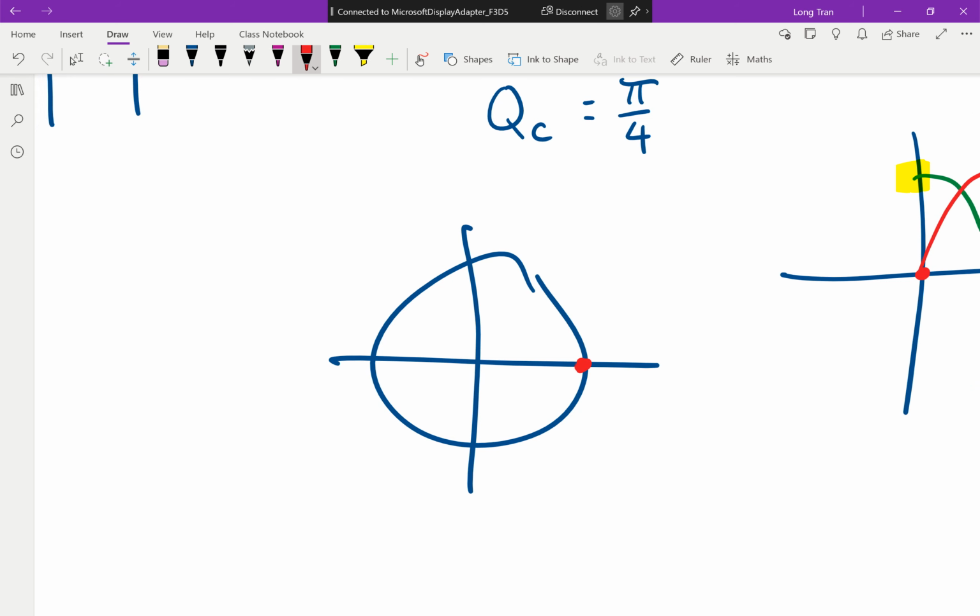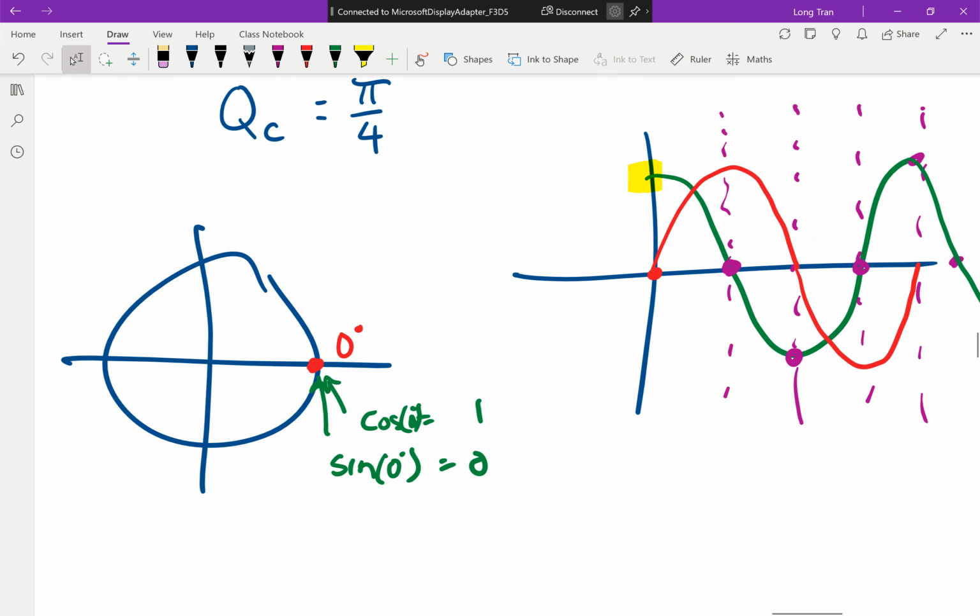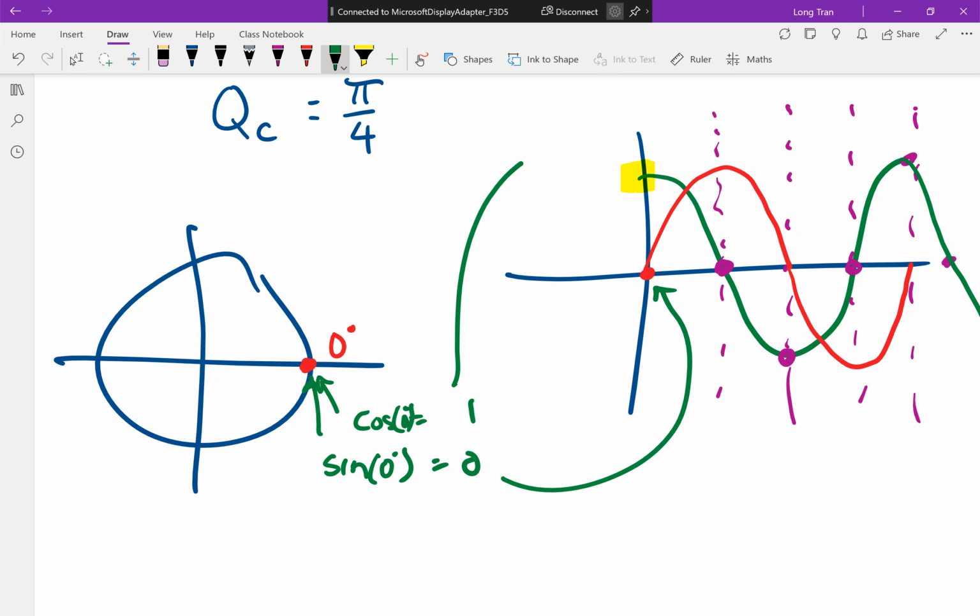So you see, at 0 degrees, the cos value, which is the x value, is at a maximum of 1. True? Whilst at this point, if I asked you what is the sine of 0 degrees, 0. That's why the sine graph starts off at 0, yet cos starts off at 1. That's the only difference between the two.